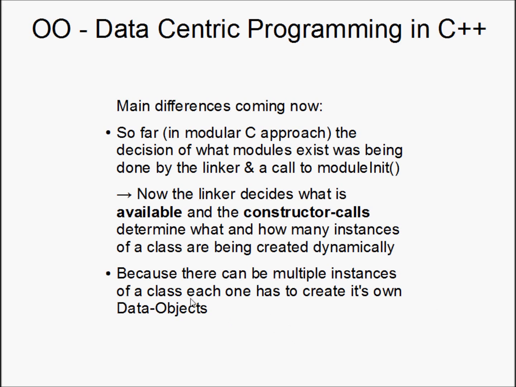While before the existing source code and the linker decided what exists, from now on the existing source code and the linker decide what is available. Only the number of constructor calls from main decide what really comes into existence.